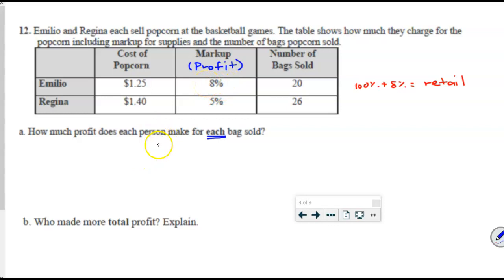So what is 8% of $1.25? That's ultimately what this question is asking. How do I do this? 8% is 0.08. Of means to multiply. 1.25. What is 0.08 times 1.25? 0.1, or in other words, 10 cents.